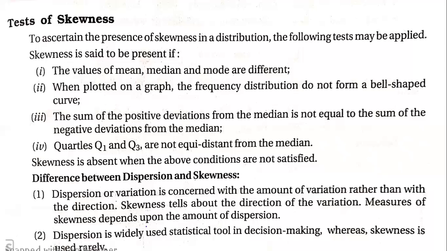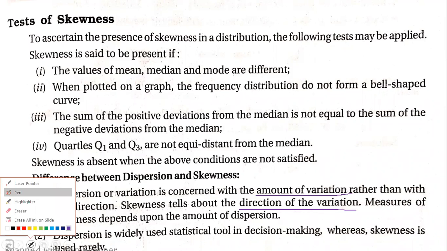Just to summarize, dispersion will give you the amount of variation, skewness will give you the direction of variation. You can see here, amount of variation is dispersion, direction of variation is skewness. Measures of skewness depend upon amount of dispersion, but dispersion is a very widely used tool, and skewness is a rarely used tool. Did you all understand the difference between dispersion and skewness?